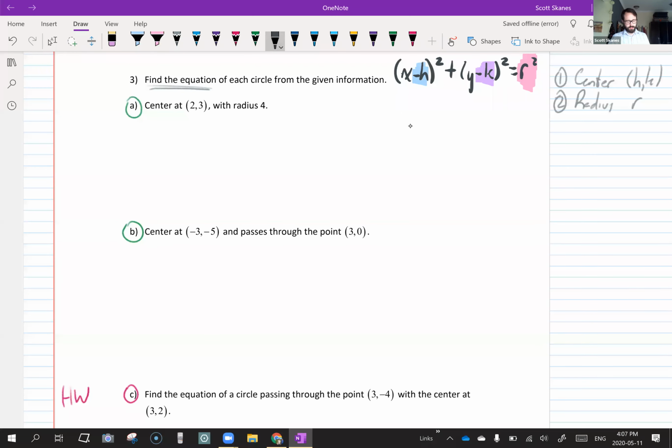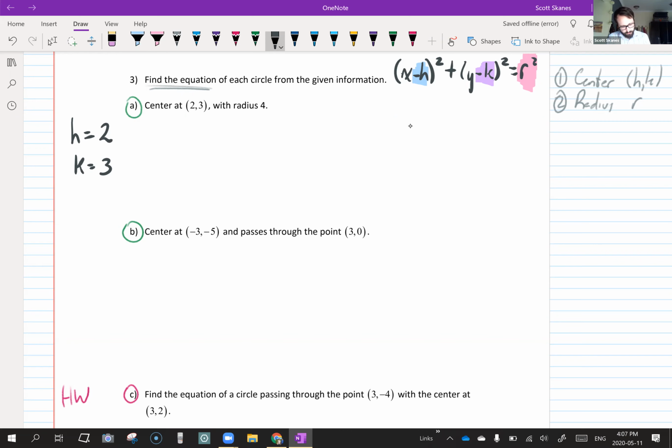Okay, so let's go ahead. Center is 2, 3. That means that h is 2, k is 3. If you want to remember which one is h and which is k, remember the order. H comes before k in the alphabet. X comes before y in the alphabet. So x is related to the h and y is related to the k. So that's our center. We have that.